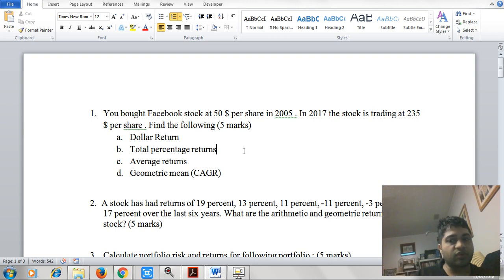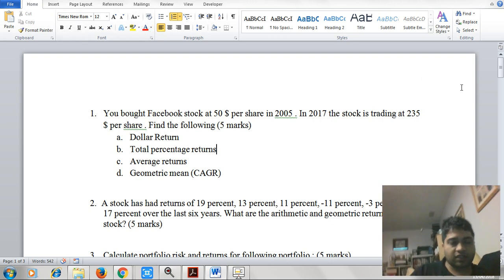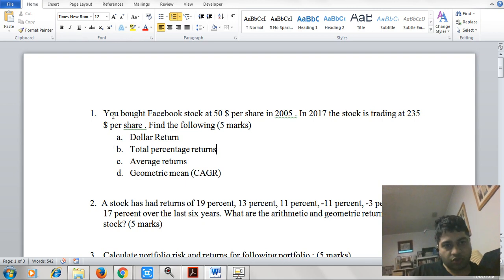So I'm straight away going to start with solutions. Okay, so let's go through these problems one by one. You bought this Facebook stock at $50 per share in 2005. In 2017, the stock is trading at $235. They have asked you to find the following things: dollar return, total percentage return, average return, and geometric mean.